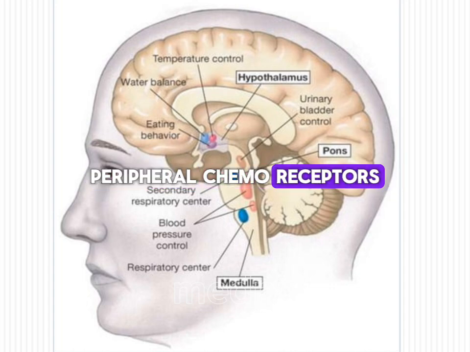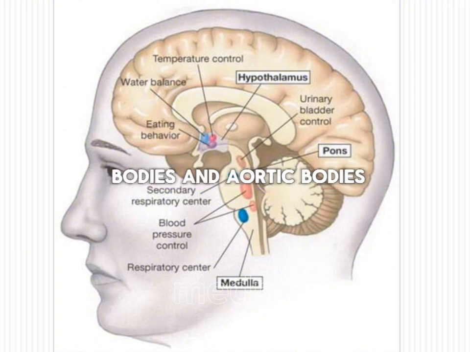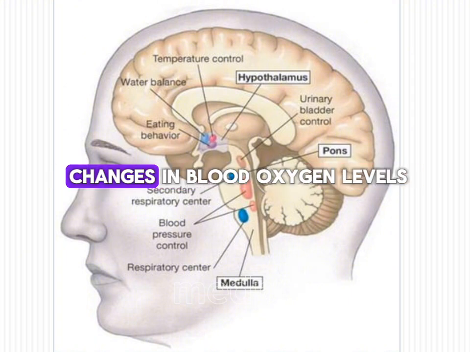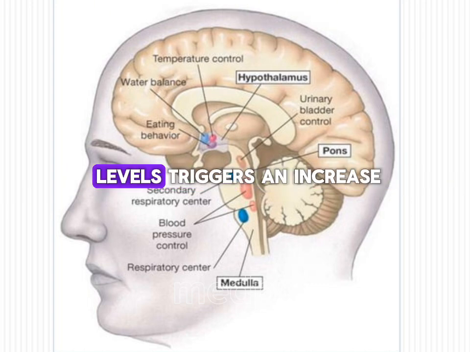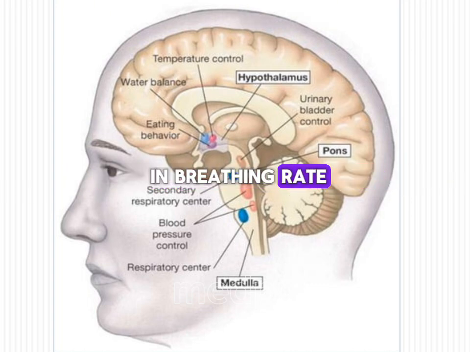Peripheral chemoreceptors. Found in the carotid bodies and aortic bodies, peripheral chemoreceptors detect changes in blood oxygen levels. A decrease in oxygen levels triggers an increase in breathing rate.